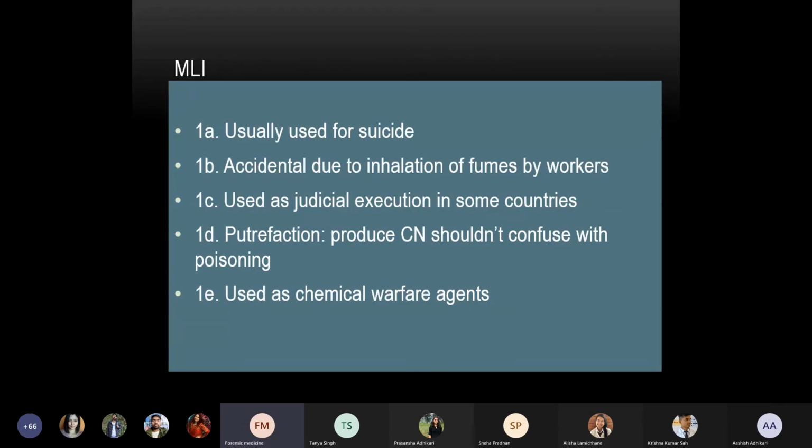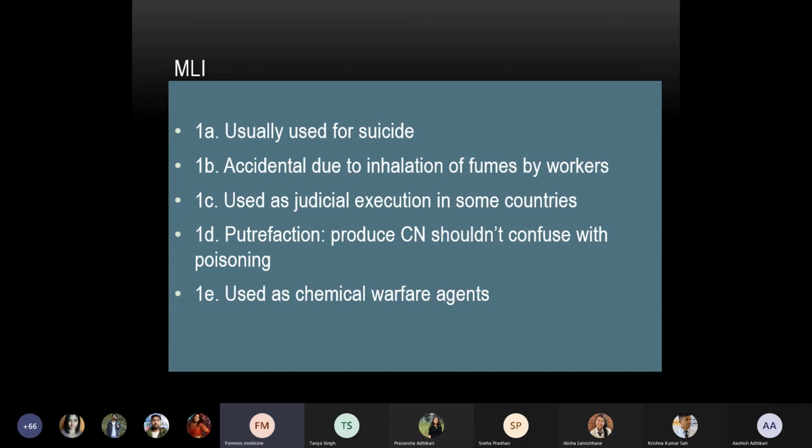Medico-legal importance. First, it can be used as suicidal poisoning, because it will cause painless death. The second one, it can cause accidental poisoning, due to the inhalation of the fumes by workers. And the third one, it is used as judicial execution in some countries. And the fourth, in putrefaction, or decomposition of the body, there is production of cyanide, but the amount of cyanide produced is very small compared to cyanide poisoning. So you should not mistake putrefaction for cyanide poisoning.